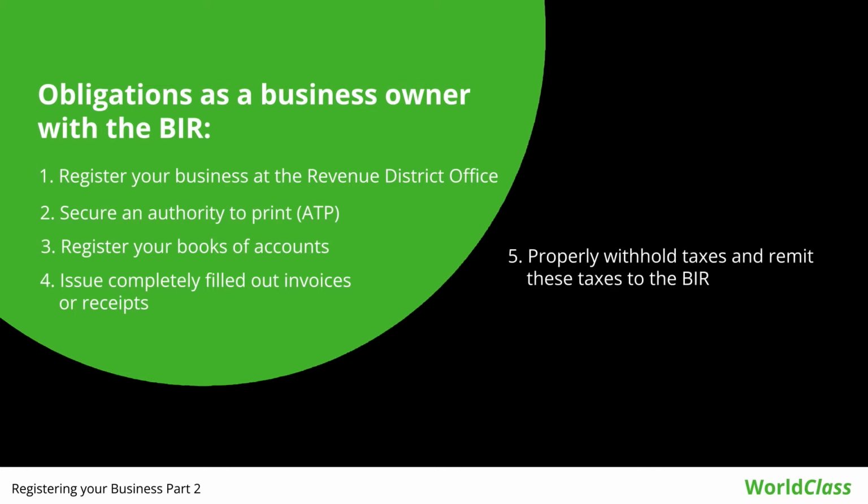5. Properly withhold taxes and remit these taxes to the BIR. You should also issue the certificate of tax withheld as necessary. 6. File the applicable returns on or before the due dates, including supporting reports such as alphabetical lists or alpha lists of payees, meaning your suppliers, of employees if you have any, a summary list of sales and purchases.